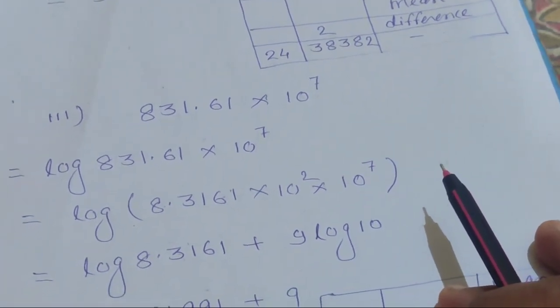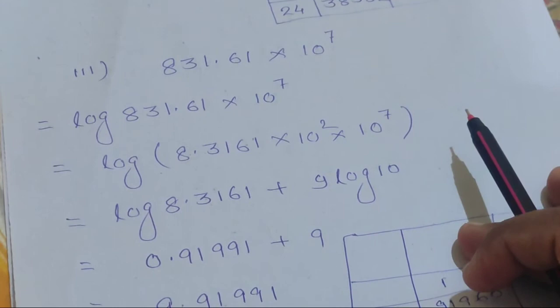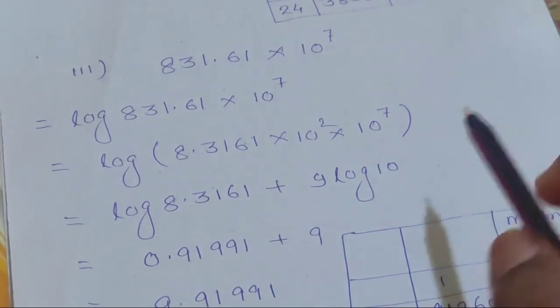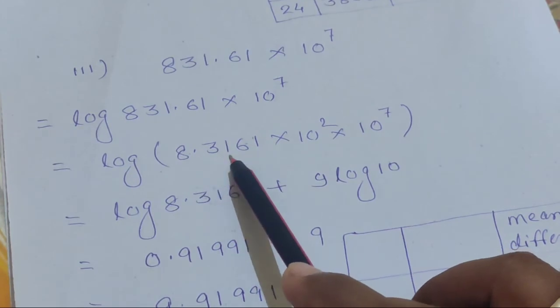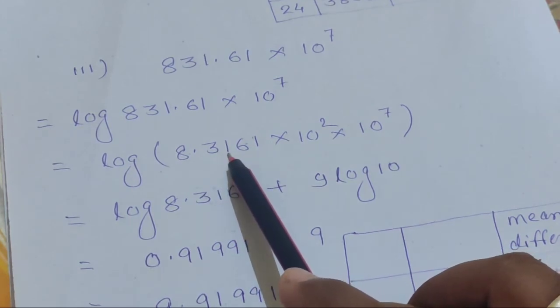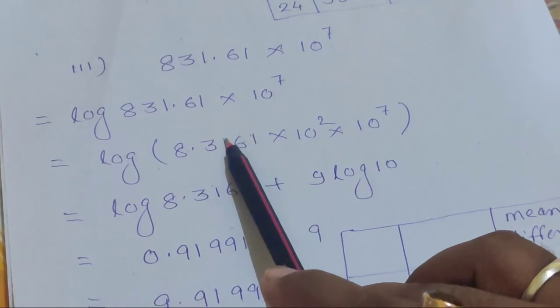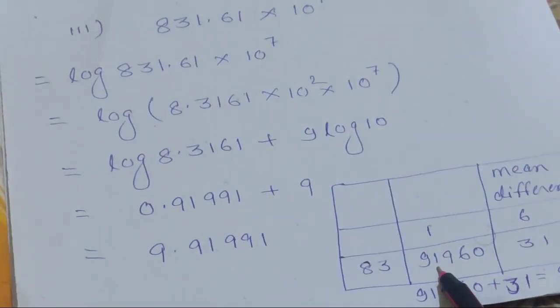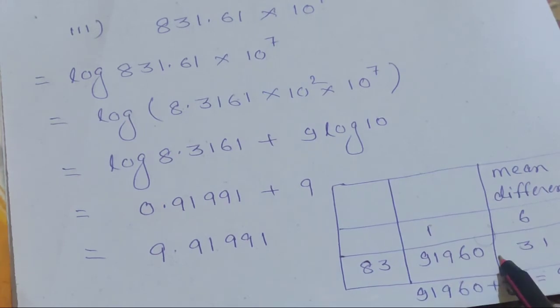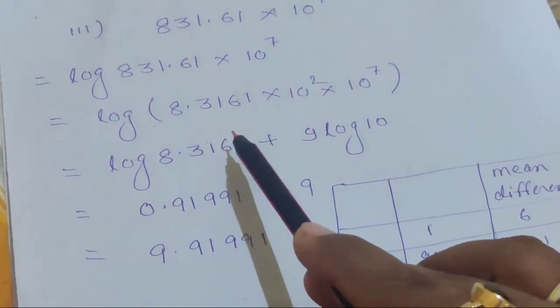So I got the characteristic. Now what about the other value? I have to see in the vertical column 83 and in the horizontal column 1, what is the value in the log table. So we can see here in 83.1, if we use the log table, we will get 91960. Then after 1 here, 6 is there.